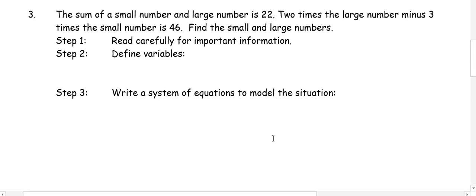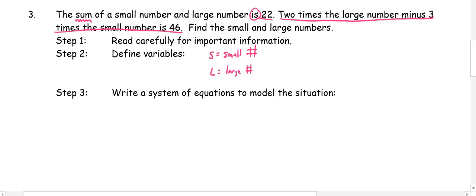Number 3, the sum of a small and large number is 22. 2 times the large number minus 3 times the small number is 46. Find the small and large number. So this is a little bit different because one sentence tells us the sum is 22 and the other sentence gives us a whole equation if we just slowly read through it. So first we need to identify the variables. We're trying to find the small and large number. So I'm going to use S for small number and L for large number.